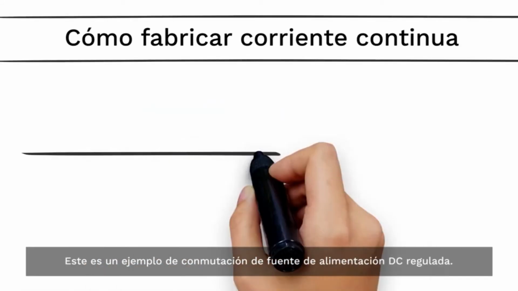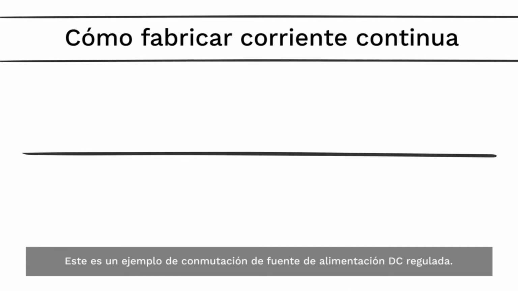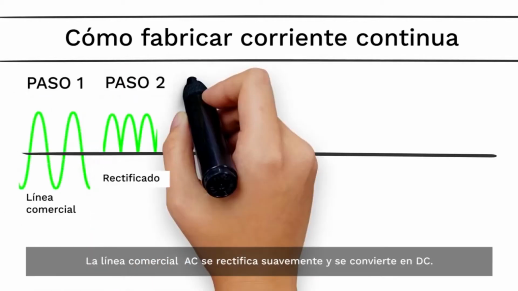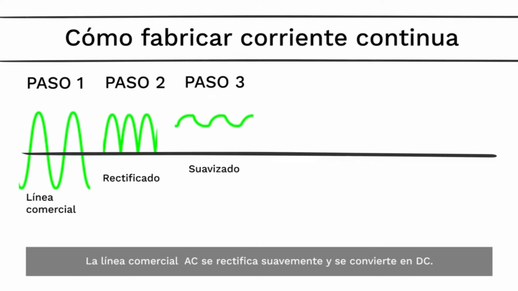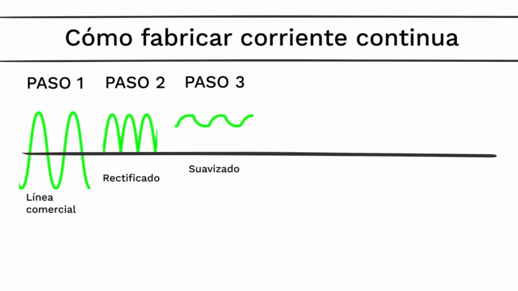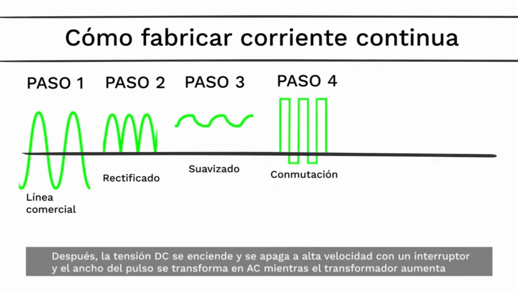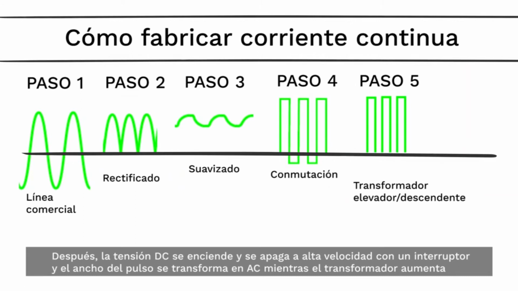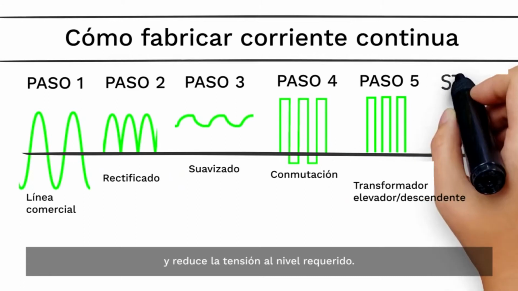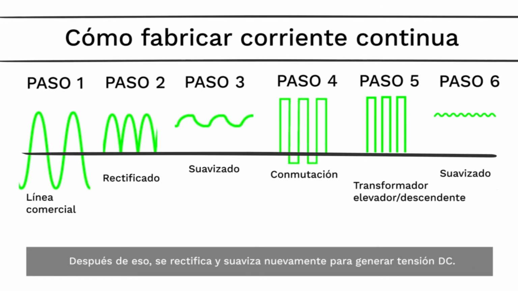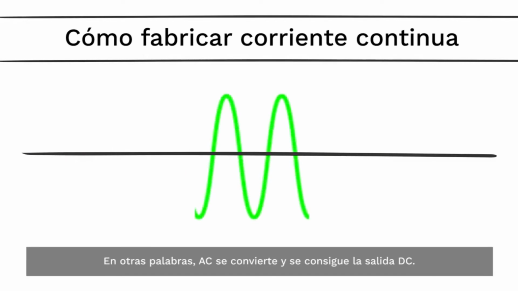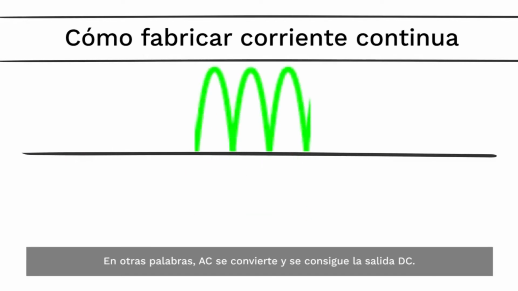This is an example of a switching regulated DC power supply. The commercial line AC is rectified, smoothed, and converted to DC. The DC voltage is then turned on and off at high speed with a switch, and the pulse width is transformed to AC while the transformer raises and lowers the voltage to the required level. After that, it is rectified and smoothed again to generate DC voltage. In other words, AC is converted and DC output is taken out.